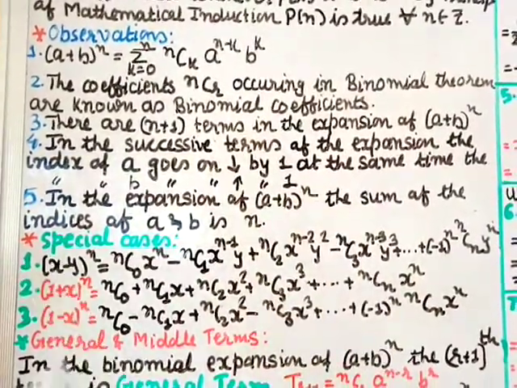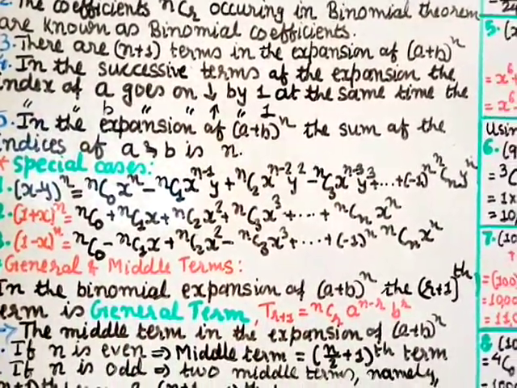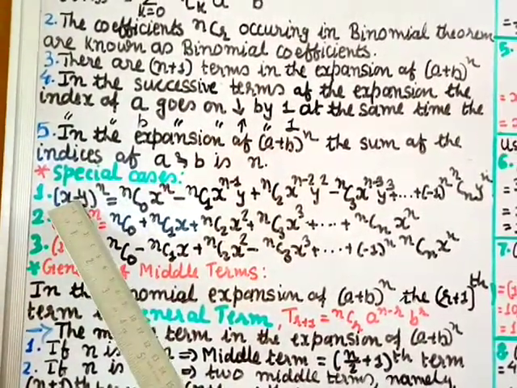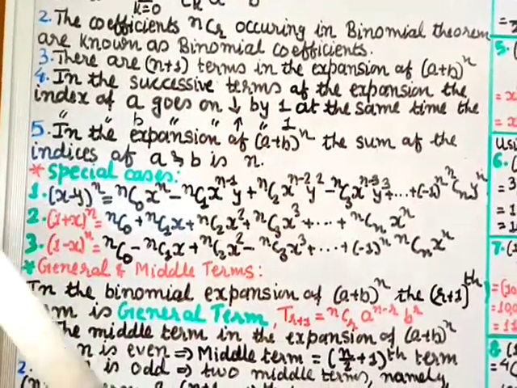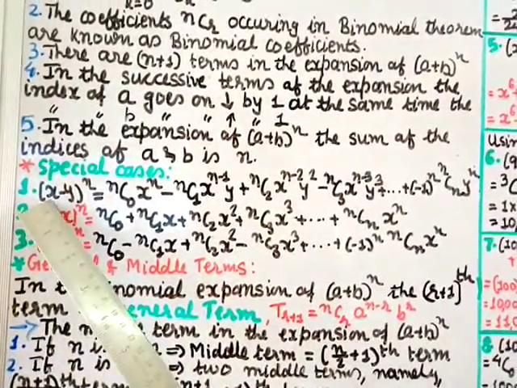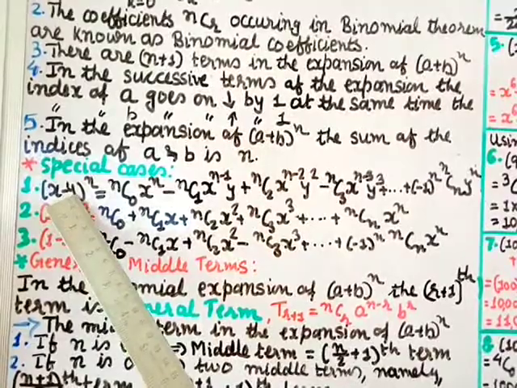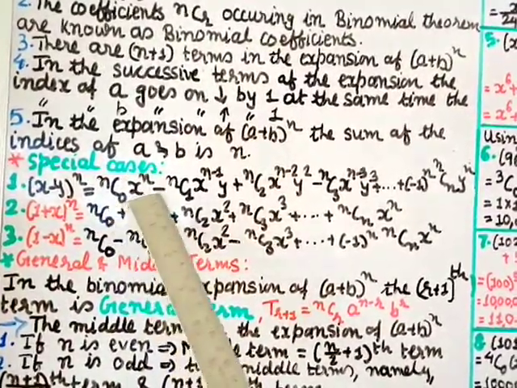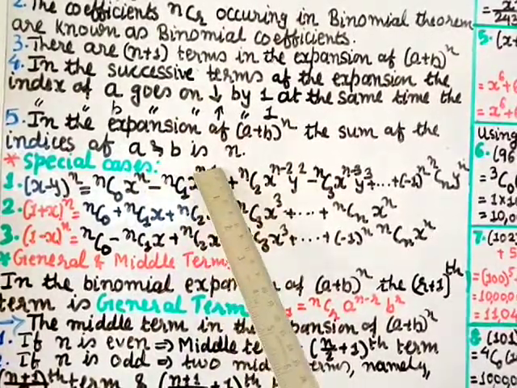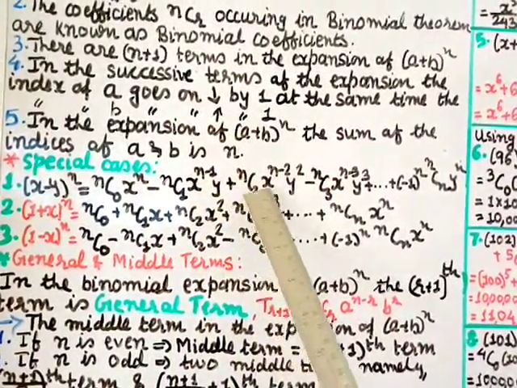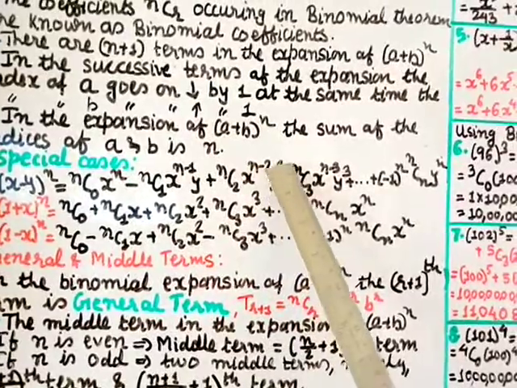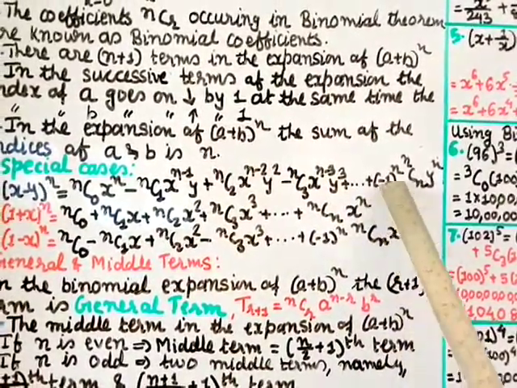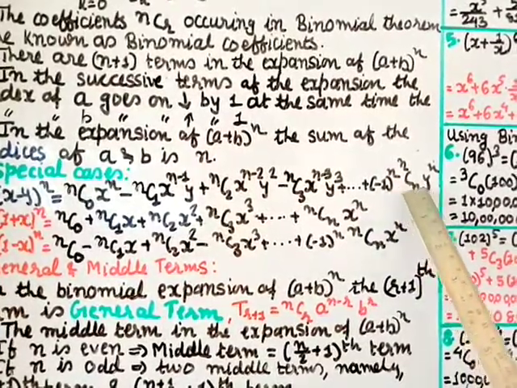Okay, special cases. Number 1, (x − y)^n equals, now here it is negative. Okay, and instead of taking a and b, we have taken x and y. So a is replaced by x and b is replaced by −y. Okay, here minus is there. So nC0 x^n − nC1 x^(n−1) y + nC2 x^(n−2) y² − nC3 x^(n−3) y³ + up to plus minus (−1)^n nCn y^n.